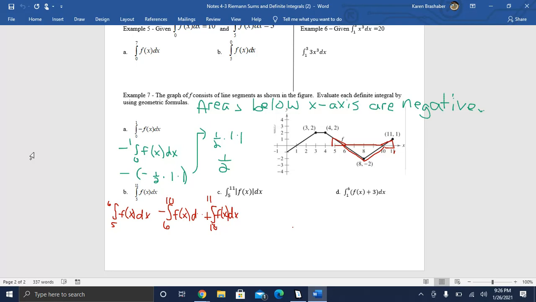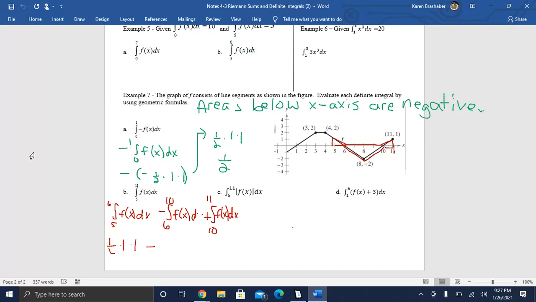And then I'll calculate the areas of the shapes. So the triangle from 5 to 6 would be 1/2. It has a base length of 1 and a height of 1. So 1/2 times 1 times 1 minus. Then we'll move on from 6 to 10.